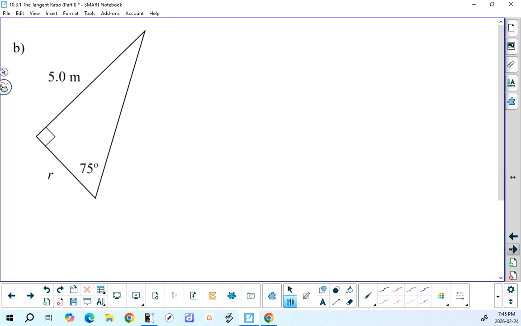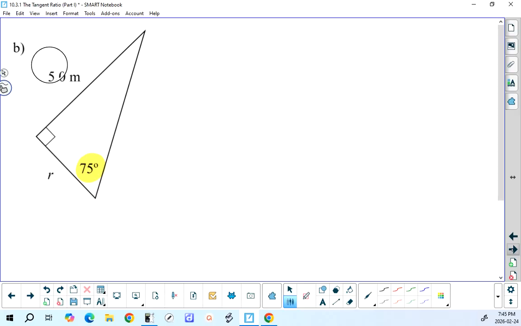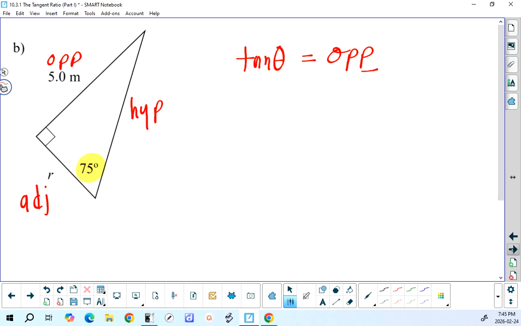Let's take a look at this one. We label all the sides. We're focusing our attention, everybody, on this angle. So the side that's across from it is the 5, which means this is the opposite. This is the adjacent. The longest side is the hypotenuse. So we write down, and you'll get used to this. You just have to do more and more, and you'll get used to it. Tangent of theta equals opposite over adjacent.